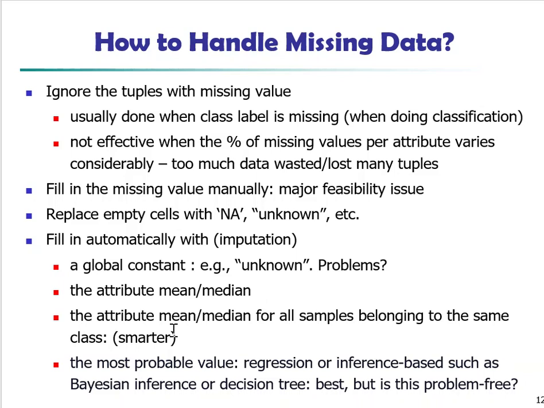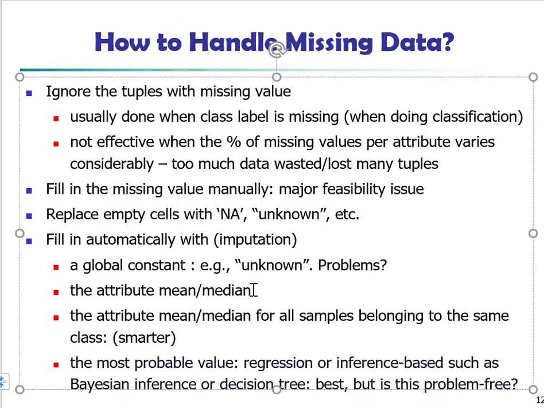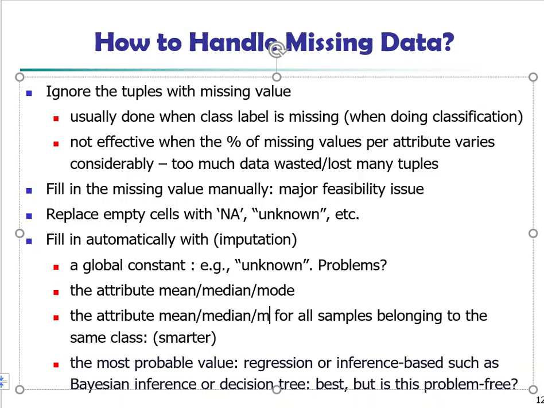Another way, which is a little bit smarter, is to compute the mean, median, or mode for all samples belonging to the same class. For categorical data you can use the mode. For numerical data, depending on whether the data is normally distributed, you can use the mean or median as the value to replace the missing values.